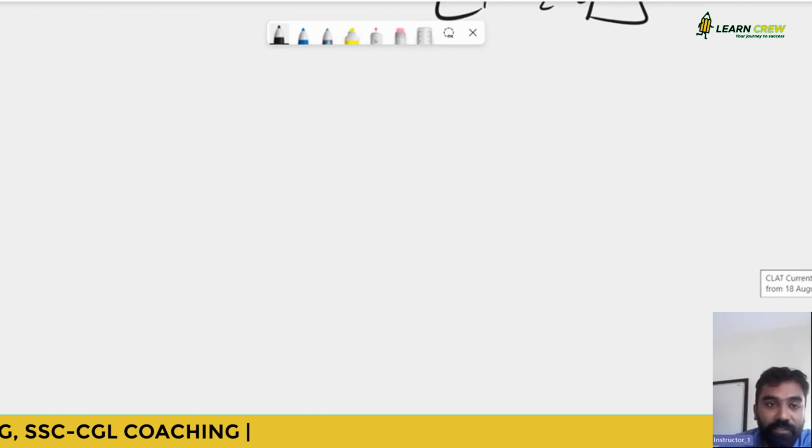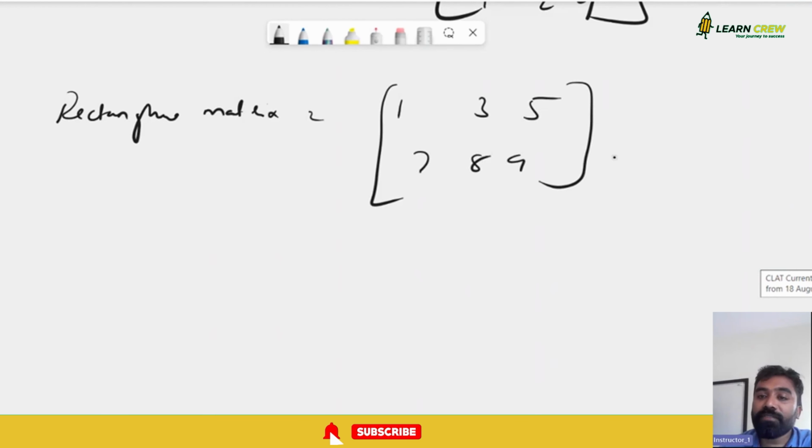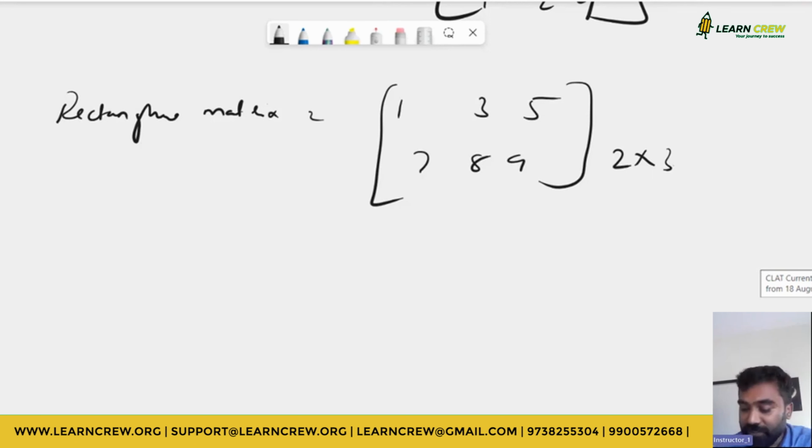Next, you have something called a rectangular matrix. Here you can do it this way: 1 3 5, 7 8 9. So this becomes a rectangular matrix where you have 2 rows and 3 columns. The column size would be bigger than the row size. Then it's called a rectangular matrix. Fine.